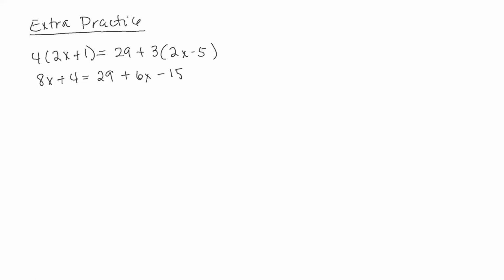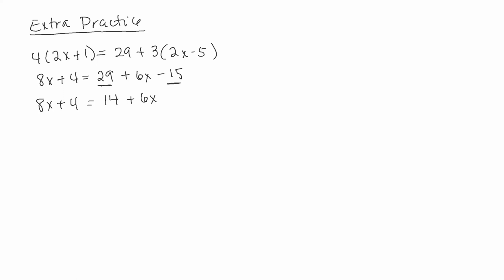Now, looking at simplifying, the left-hand side is as good as it's going to get. It's as simplified as it can get at this point if you have one variable term, one constant term. The right-hand side, however, we could simplify it. If you look here, we have a 29 and a -15. Those could be combined. So I'm going to rewrite 8x plus 4. And then 29 minus 15 is 14, and then plus 6x.